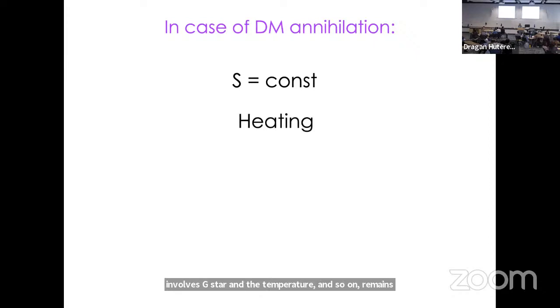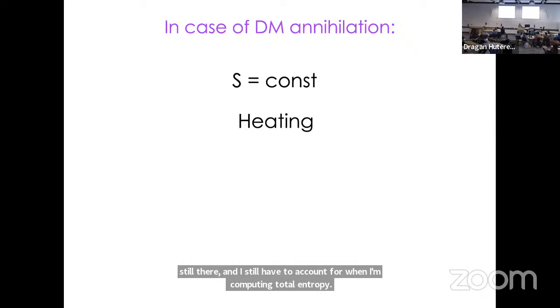And as a consequence of that, if I'm annihilating, and this confused quite a few people, so I want to go over that real quick. If I'm annihilating, I lose on g star because I'm turning a relativistic degree of freedom into something non-relativistic. So g star drops. In the case of neutrinos, that's not exactly what happens. I'm just decoupling it. My g star of the thermal bath reduces, but now I have a g star of this decoupled thing that's still there and I still have to account for when I'm computing total entropy. Okay? Did that last bit make sense? Or do people have questions about that?